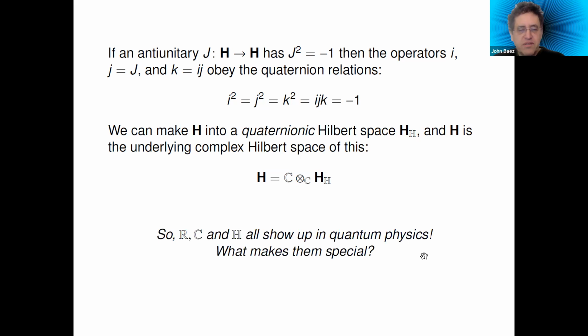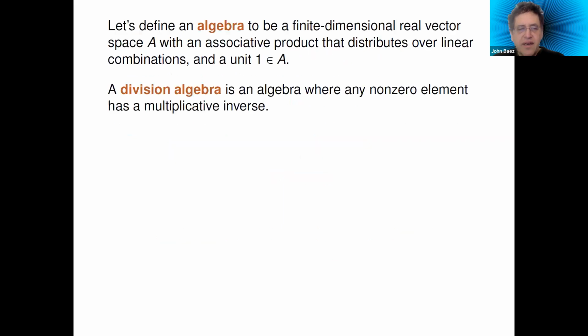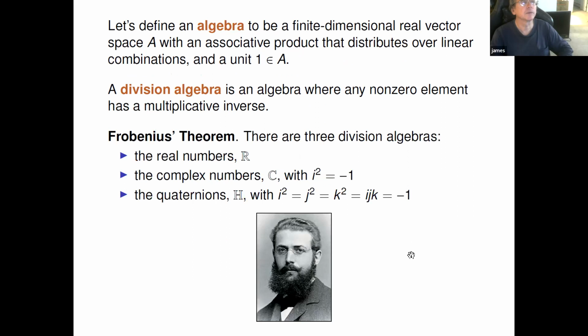So okay, we get R, C, and H all showing up, and here I remind people what I mean when I say division algebra: a real associative division algebra. Yes. And then Frobenius classified them around 1898. I just happen to know because I've been preparing for my talk. That's what Frobenius looks like.